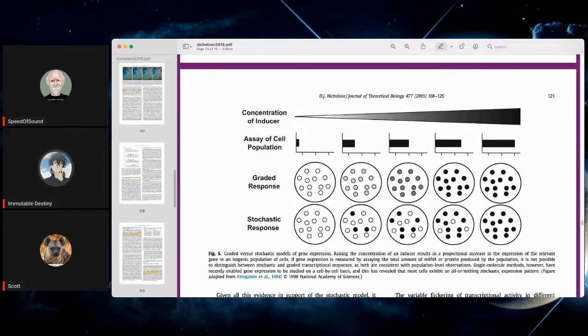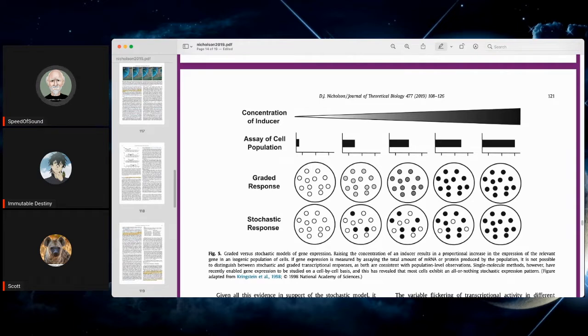So what it's showing is that in the graded response, the gray represents the amount of inducer, and as you move from left to right, the more you increase the concentration of the inducer, the darker it is, the greater the concentration, the more the response the cell gives. It's interesting, but if you look at the columns and think about this for a while, we're missing some things in the graded response, whereas in the stochastic response, you can see what's going on.